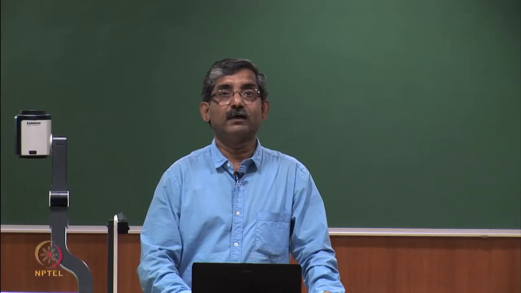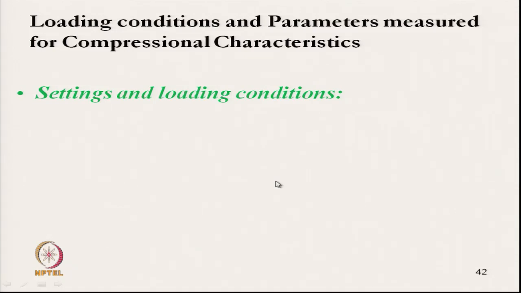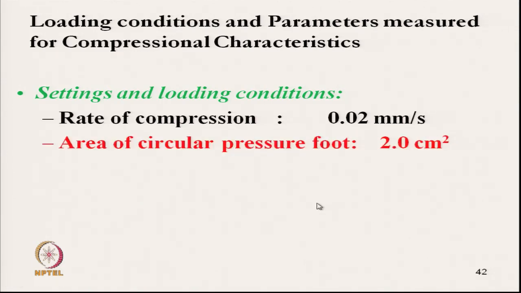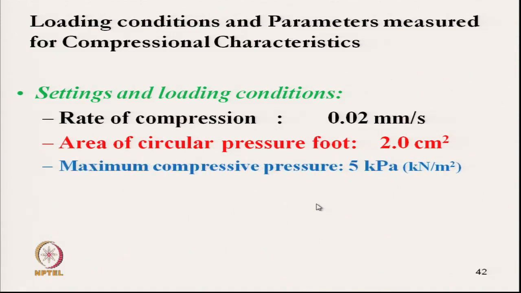So, here the setting and loading conditions are: the rate of compression is recommended as 0.02 millimeter per second, the area of the circular pressure foot is 2 square centimeter, and the maximum compressive pressure we can have here is 5 kilopascal, which is not that high normally.